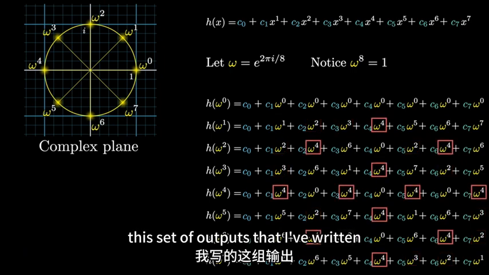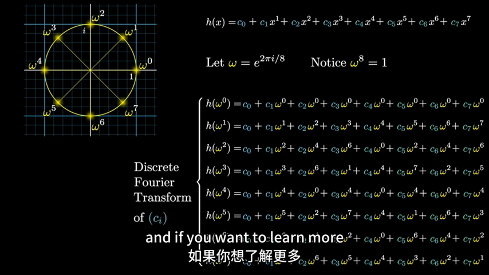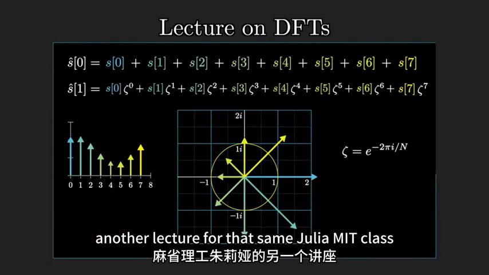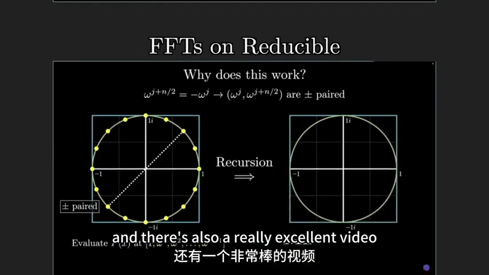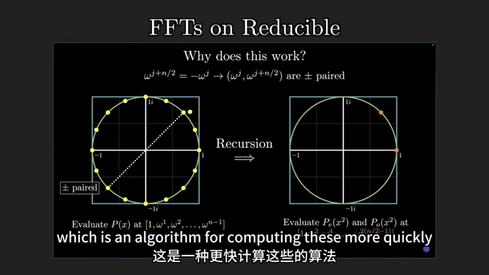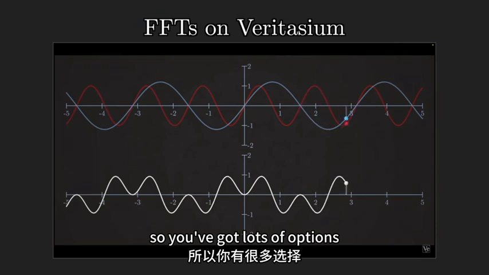This set of outputs that I've written has a special name. It's called the discrete Fourier transform of the coefficients. And if you want to learn more, I actually did another lecture for that same Julia MIT class all about discrete Fourier transforms. And there's also a really excellent video on the channel Reducible talking about the fast Fourier transform, which is an algorithm for computing these more quickly. Also, Veritasium recently did a really good video on FFTs, so you've got lots of options.